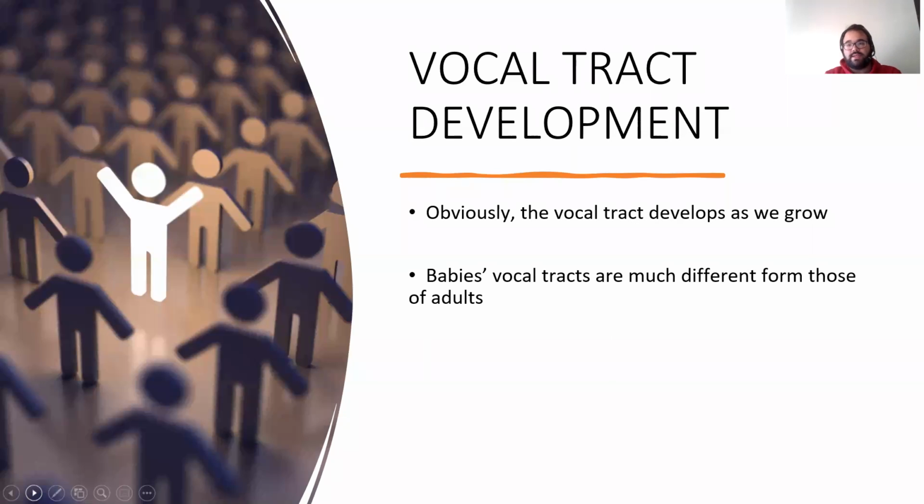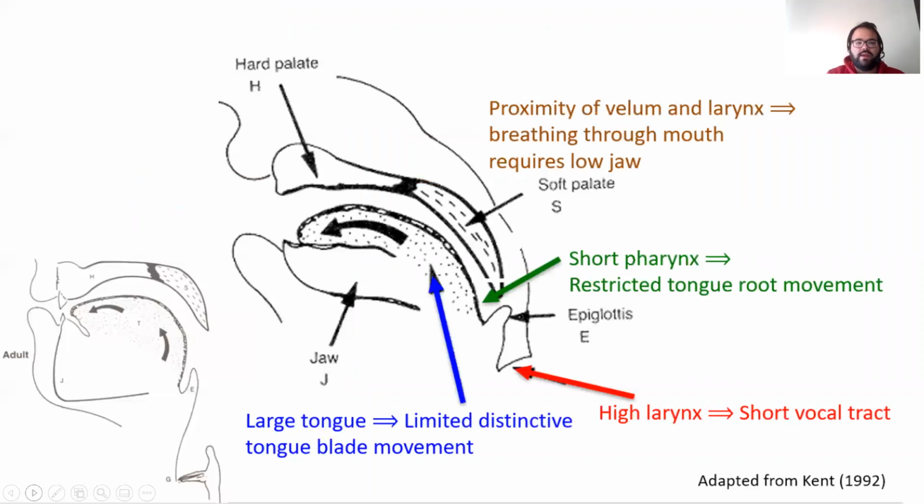Okay, but obviously we are not born with this vocal tract, right? The vocal tract develops over time and babies' vocal tracts are very different. And that explains a lot of the things that babies do when they acquire language. Okay, so let's look at this now.